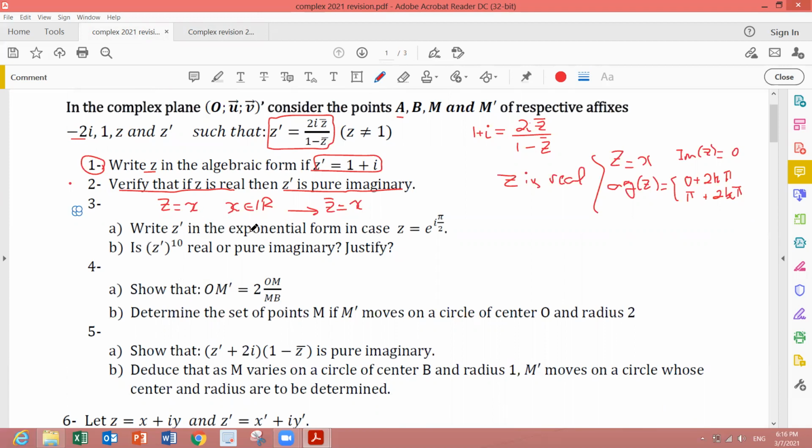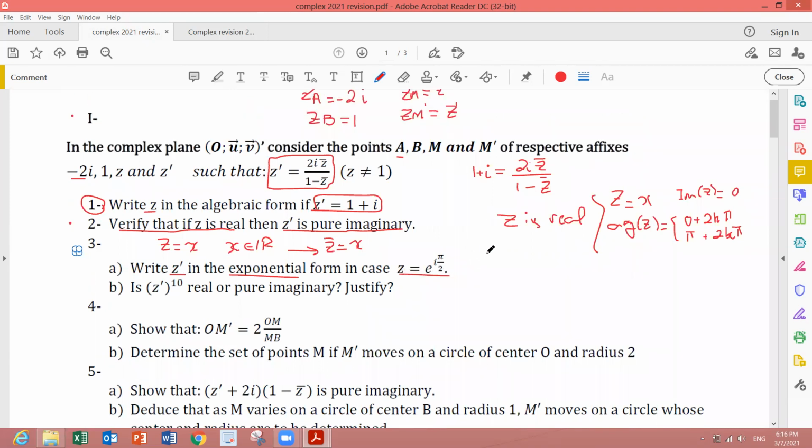Write z prime in the exponential form in case z equals e to the i pi over 2. So it is easier first to change z into algebraic form, then replace z by its value in this equation. We calculate z prime in the algebraic form, then we change z prime to the exponential form.